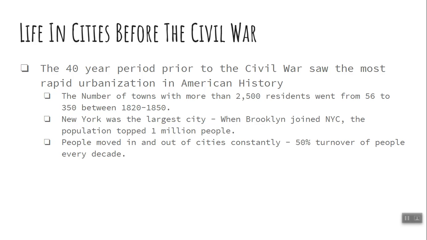I know 2,500 people doesn't sound very big, but you have to put yourself into an 1820s mindset where there weren't very many people living in the United States. In 1820, there were only 56 towns in the entire country that had more than 2,500 residents. By 1850, that number has jumped to 350. New York, just like today, was the largest city back then. And Brooklyn joins New York City about the same time, and then there gets to be over a million people in New York City before the Civil War.